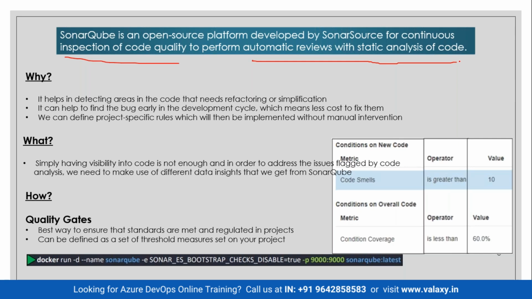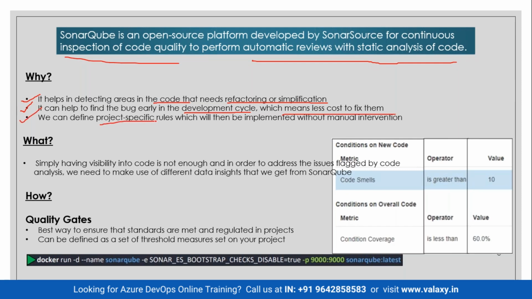Now, why do we need SonarQube? It helps in detecting areas in the code that need refactoring or simplification. If there are areas in your code that need to be refactored, or if there's any complicated logic used that requires simplification, SonarQube can also suggest that to you. It can also help find bugs early in the development cycle, which means less cost to fix them. As I said, it can check your source code and find bugs automatically, which you can fix beforehand.